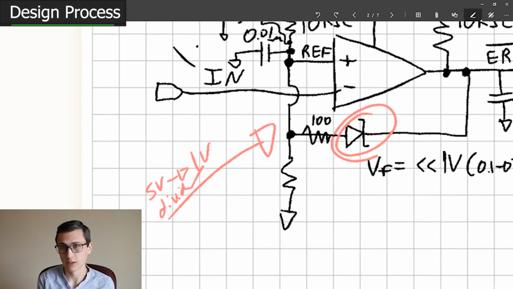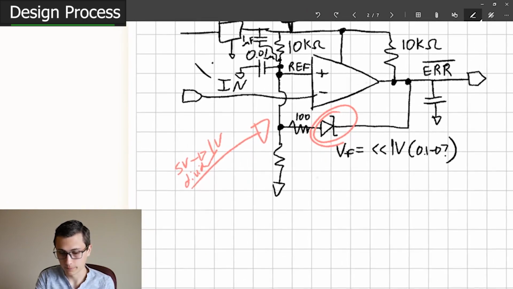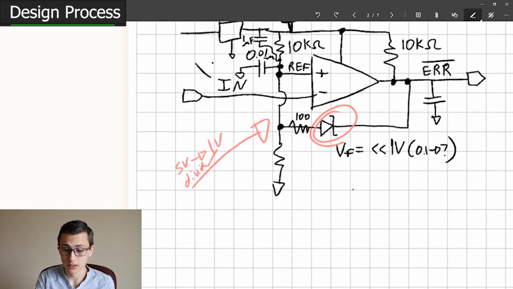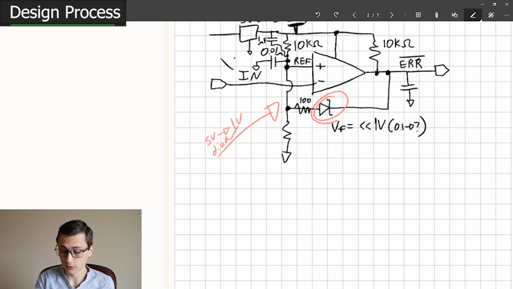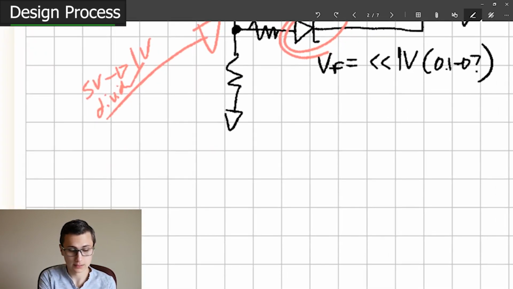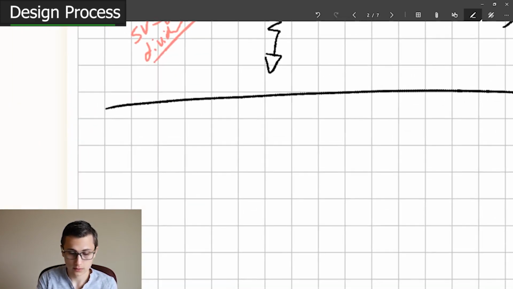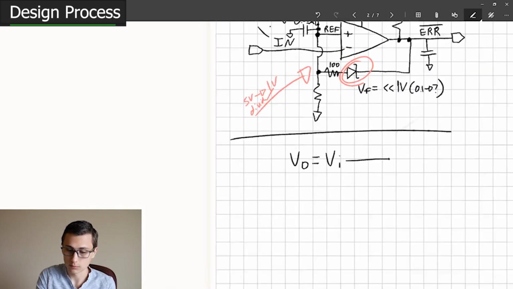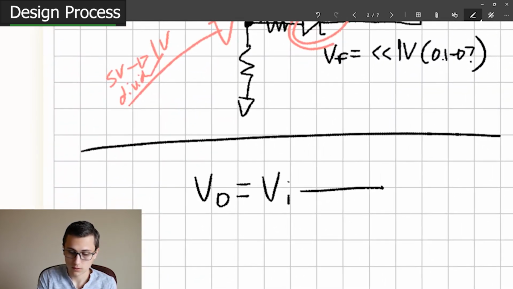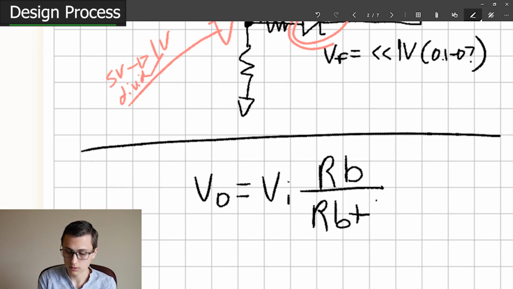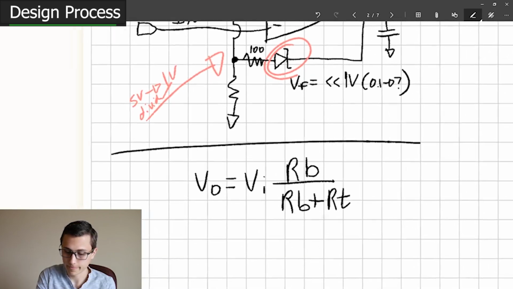That might have been a little hard to follow. You'll see that in the simulation later. Okay, so really simple. All we have to do is one voltage divider. Let's get that set up. So V out equals V in times R bot divided by R bot plus R top.